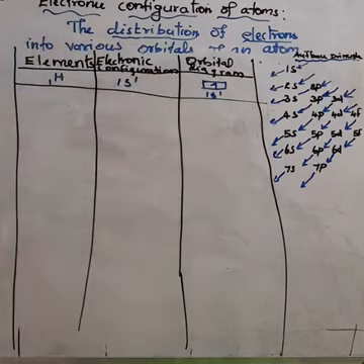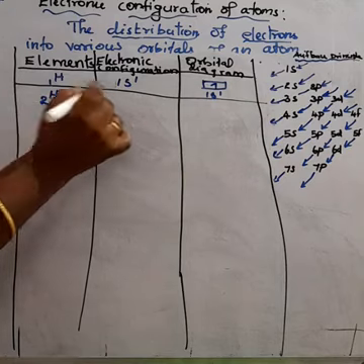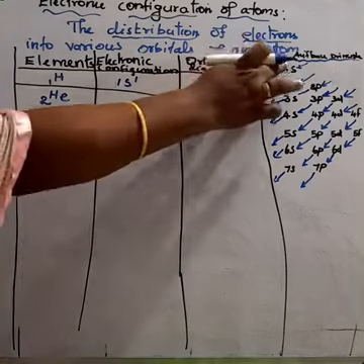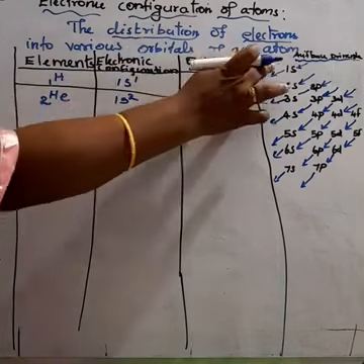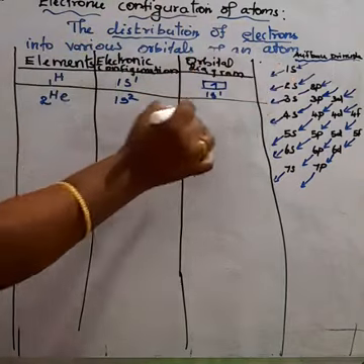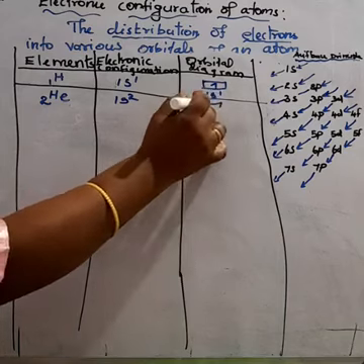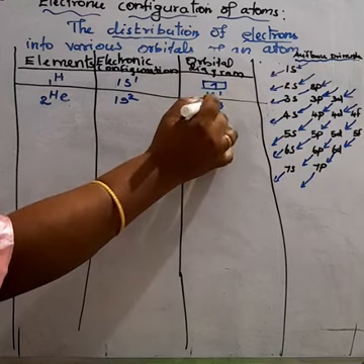Then the second atom, helium. You know the atomic number of helium is 2. So what is the electronic configuration according to the Aufbau principle? You should fill the lowest energy orbital, 1s, with 2 electrons. What is the orbital diagram here? In the s orbital, only 1 orbital is there. How many electrons? 2 electrons. So 1s2.